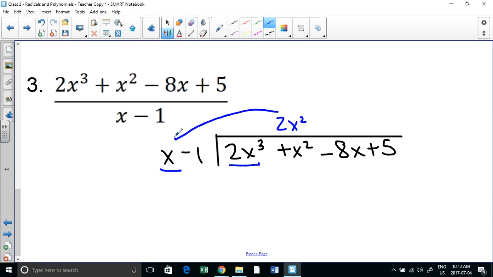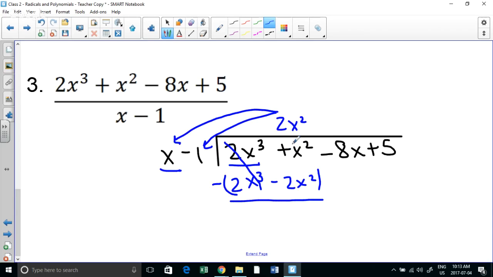I then multiply, so I take this 2x squared, which gives me 2x cubed. And then here I multiply. 2x squared times negative 1 gives me negative 2x squared. Remember that I subtract. So 2x cubed minus 2x cubed, these go away. I have this 1, minus negative 2 gives me 1 plus 2, gives me 3x squared. Need another term, so I bring this down.